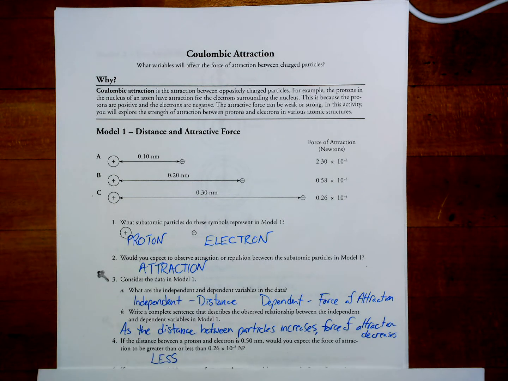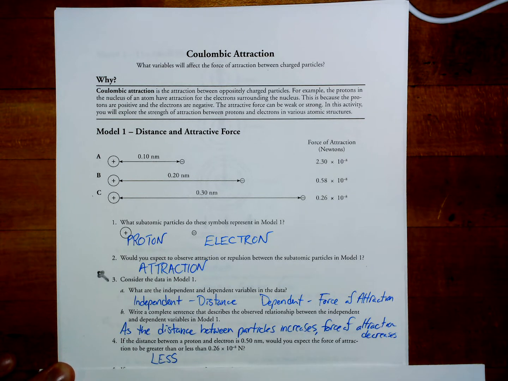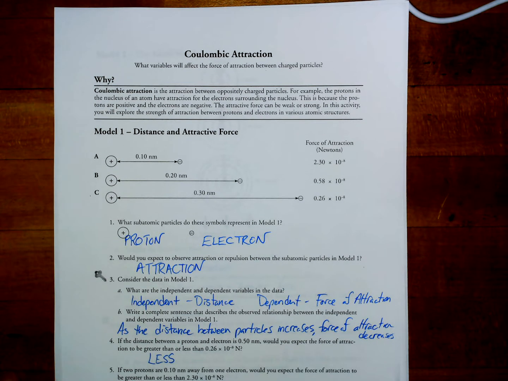If the distance between a proton and an electron is 0.5 nanometers, which would be longer than any of these, I would expect the force of attraction to be less than it would be if they are 0.3 nanometers apart. If two protons are 0.1 nanometers away from an electron, what would you expect the force of attraction to be? Greater or less than 2.3 times 10 to the negative 8th newtons?